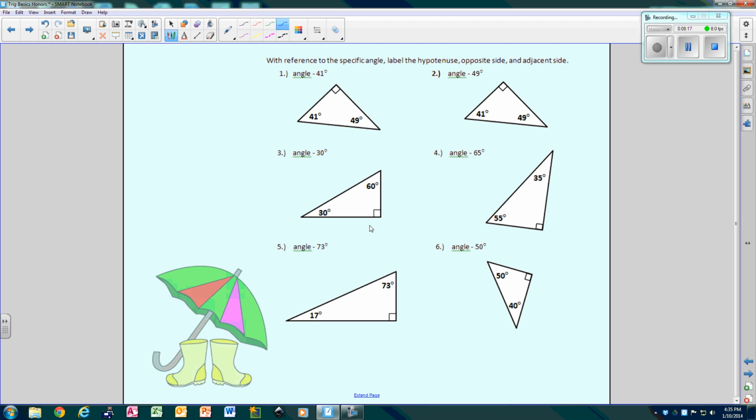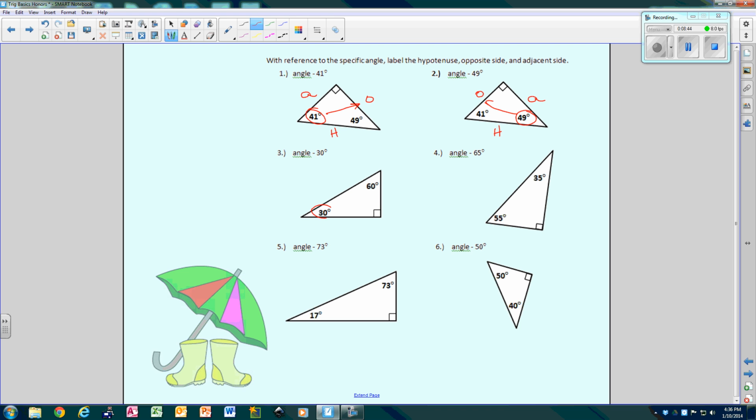All right, so let's just practice labeling here. That's all we're going to do. So with reference to a specific angle, label all the sides. So we're going to talk about angle 41. I'm going to circle my angle. The hypotenuse is always the hypotenuse. This is opposite. This one's adjacent. Number 2, if we look at angle 49, this is still my hypotenuse. It did not change. Now this one is opposite, and this one is adjacent.